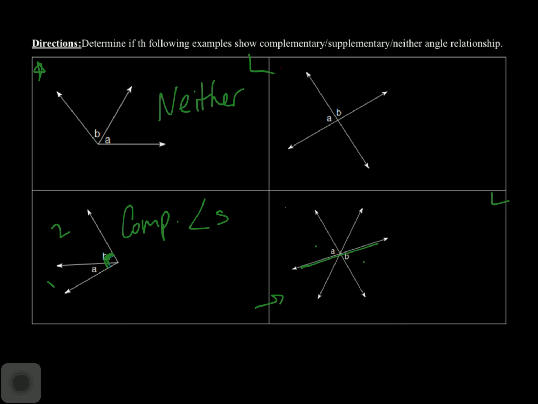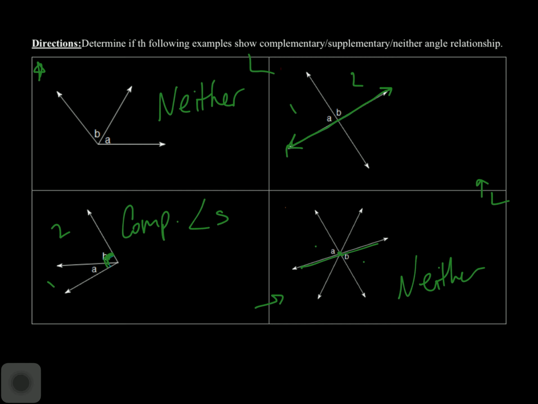Moving over here, I see A and B. However, they are not forming anything in particular. I don't have any right angle marks, and A and B don't form a straight line. They're on opposite sides of this straight line, so this is an example of neither. In fact, we learned about this one yesterday, right? We know that this is actually what we would call a vertical pair.